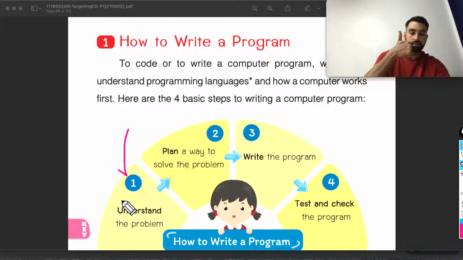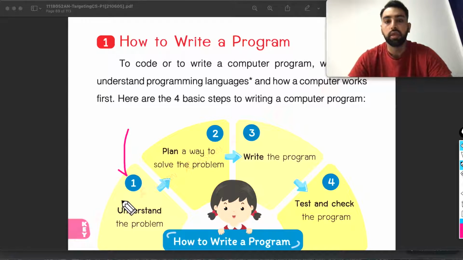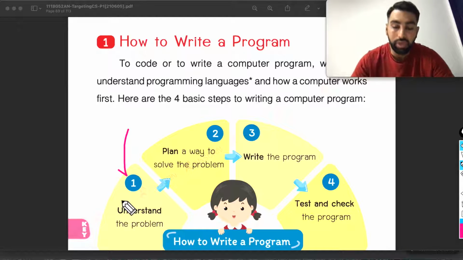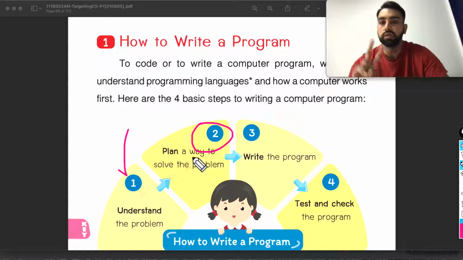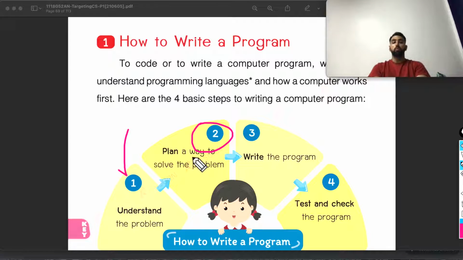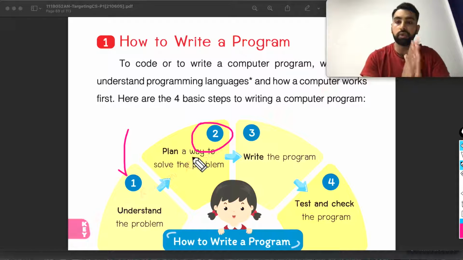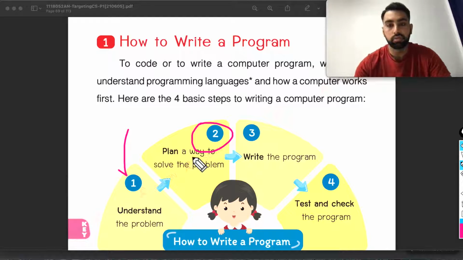Number 1, understand the problem. What is the problem? We have to understand it, and then we have to find the way to solve the problem. Number 2 is to plan a way to solve the problem. How can we solve the problem? By chopping it up, by finding the solution. We have to think about how we can do it.